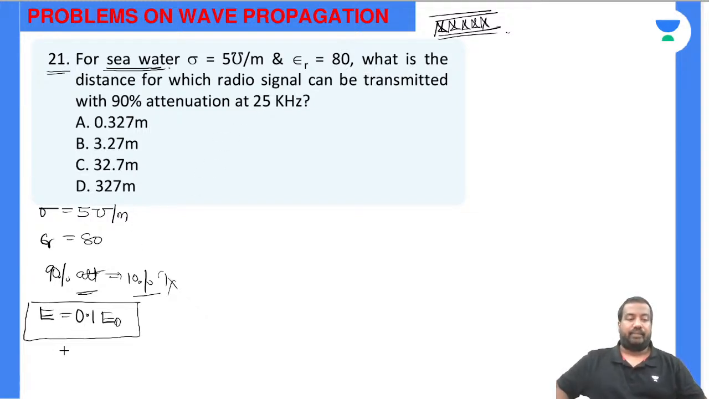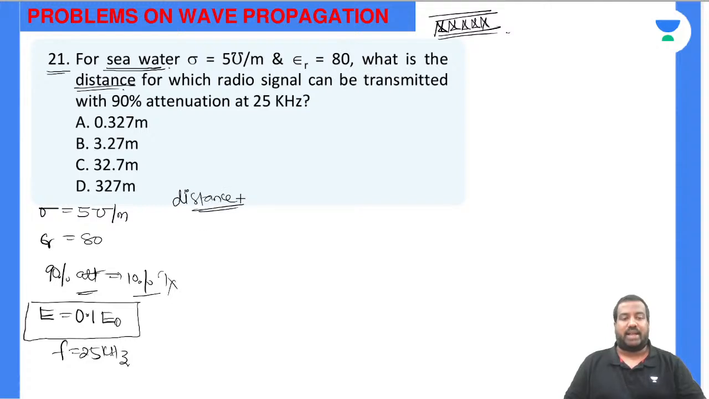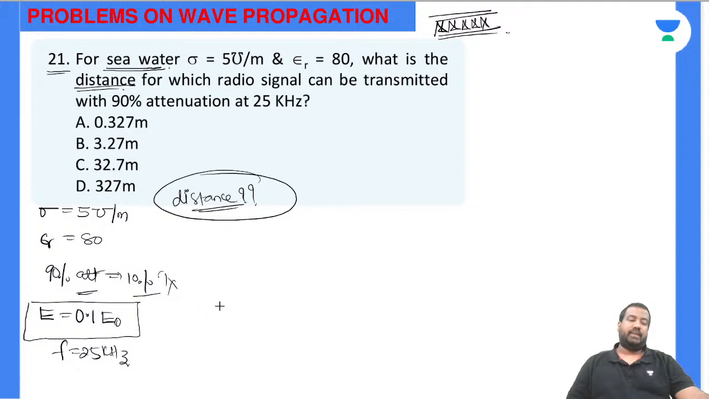Frequency given is 25 kilohertz. What is it asking us to find? What is the distance? The radio wave can be transmitted with 90% attenuation. You want the distance value. How to find the distance value?